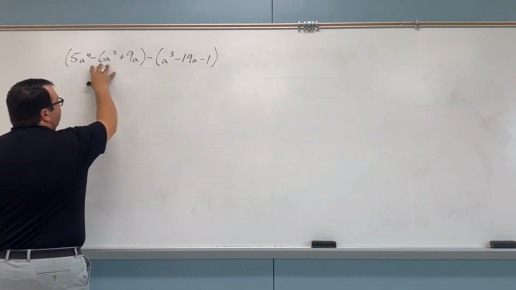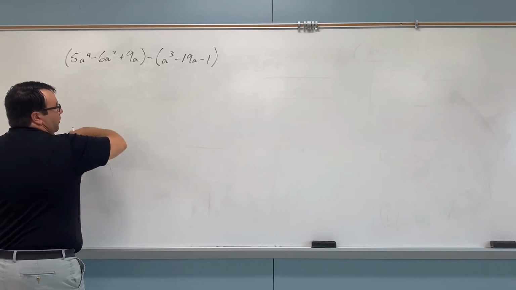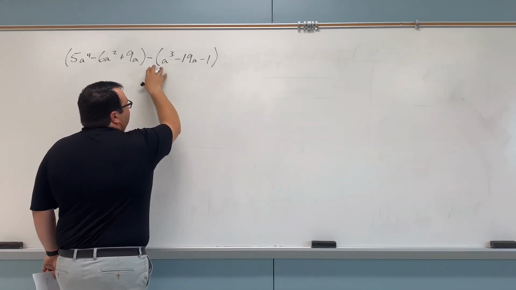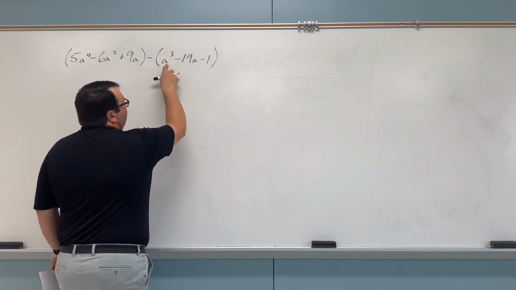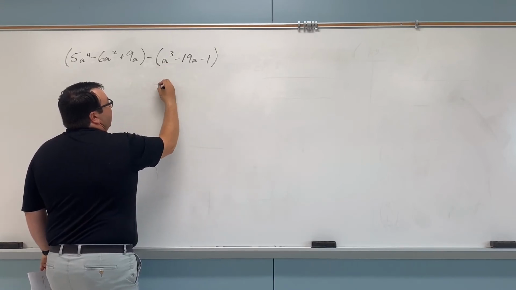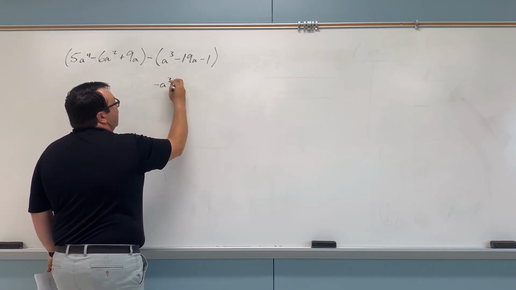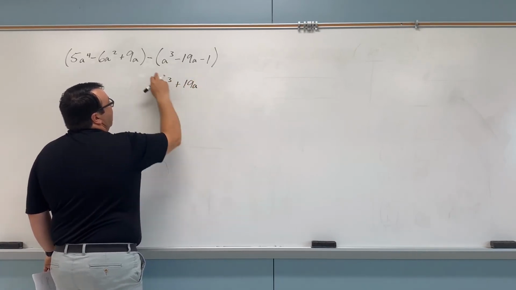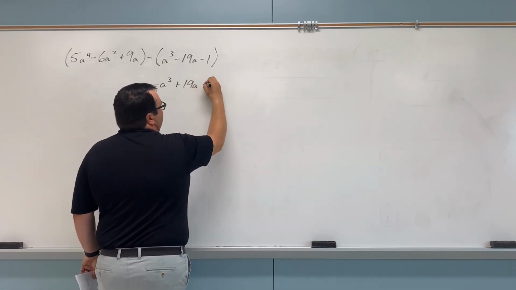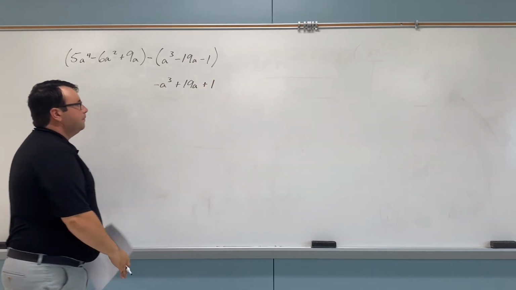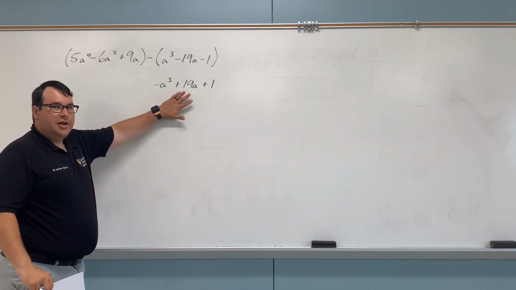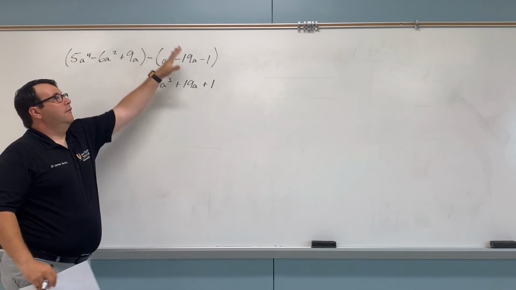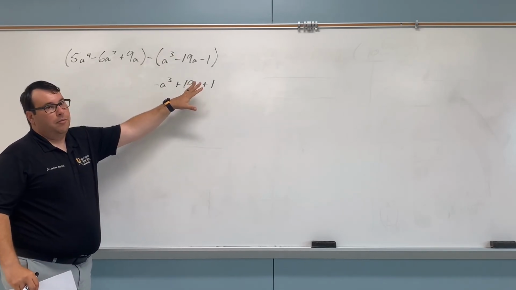Here's what happens. The first polynomial doesn't change, so I'll bring it down in a minute. The second polynomial, that negative then distributes here. That is a negative a cubed. Negative and negative is a positive 19a. Negative and negative makes that a positive 1. My sign changes are now done for this second polynomial.